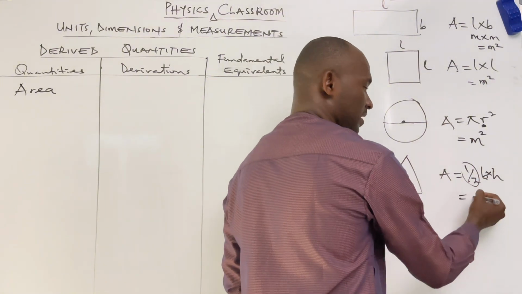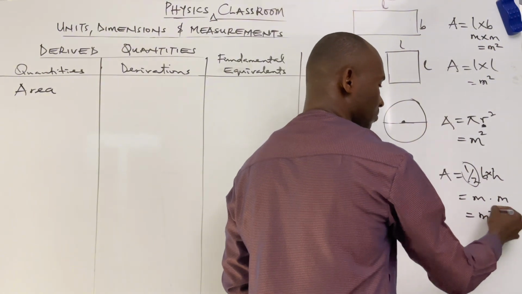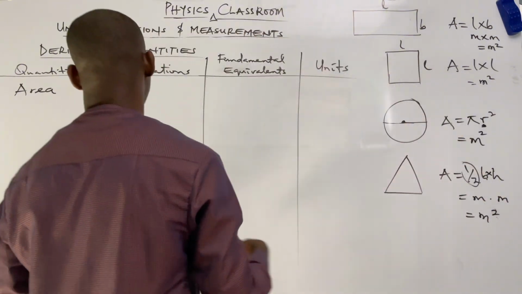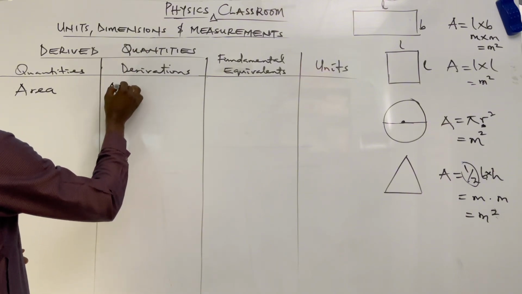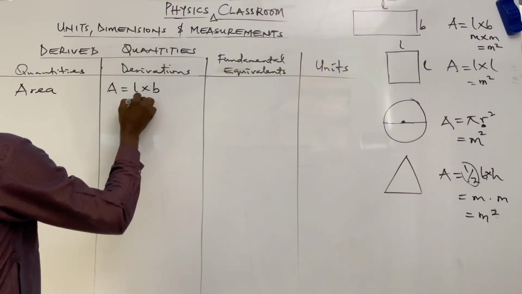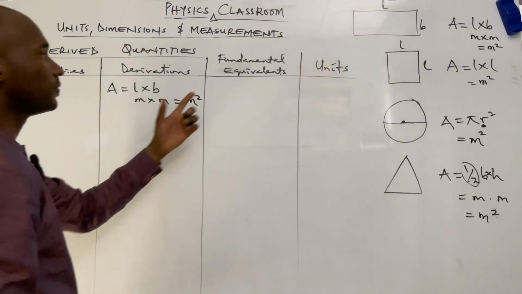We're left with base. Base is measured in meter. Likewise, height measured in meter. Meter times meter will give us what? Meter square. So we can just pick any of these four to represent here as the derivation. It's best for us to take that of a rectangle, which is length times breadth, which should give me meter times meter to give me my final result of meter square.